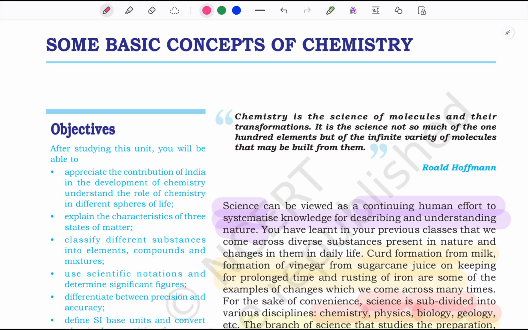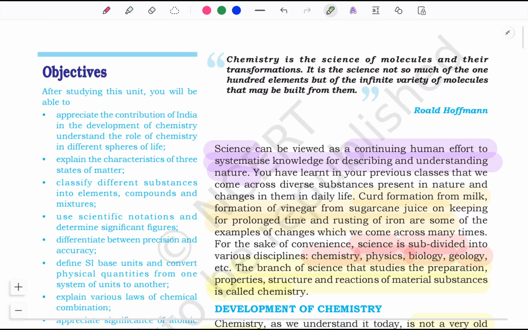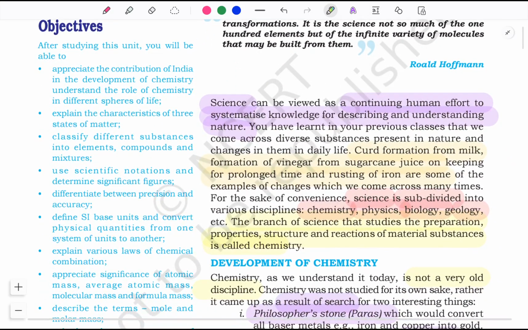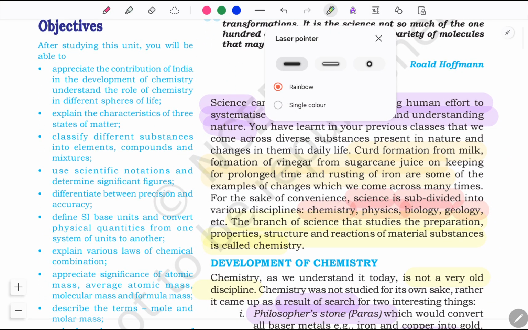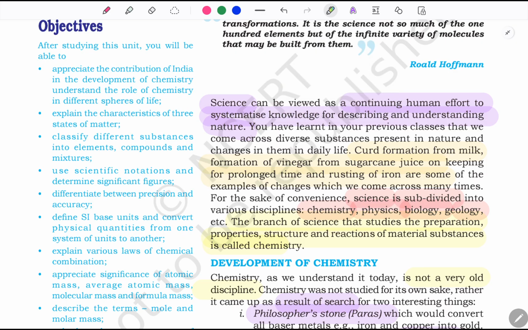Basic concepts of chemistry. Now, this topic is quite important, and how the discipline of chemistry evolved, that we will see in the other video. But today we just discuss what the objectives of studying this lesson are, first of all. So, once you study the chapter Basic Concepts of Chemistry, you're going to understand what the contribution of India is in the development of chemistry.